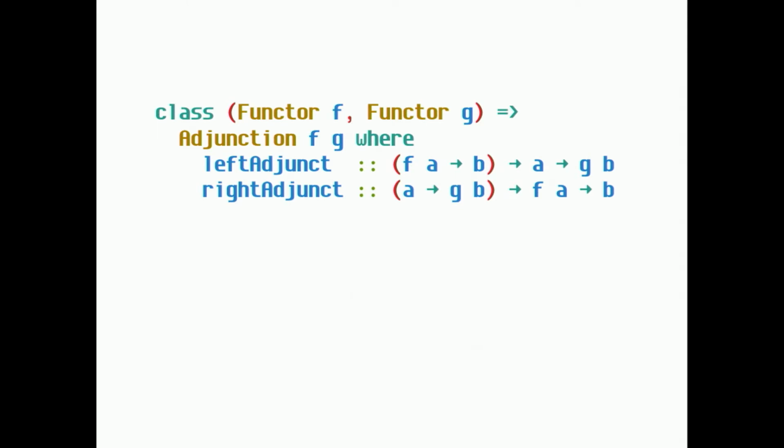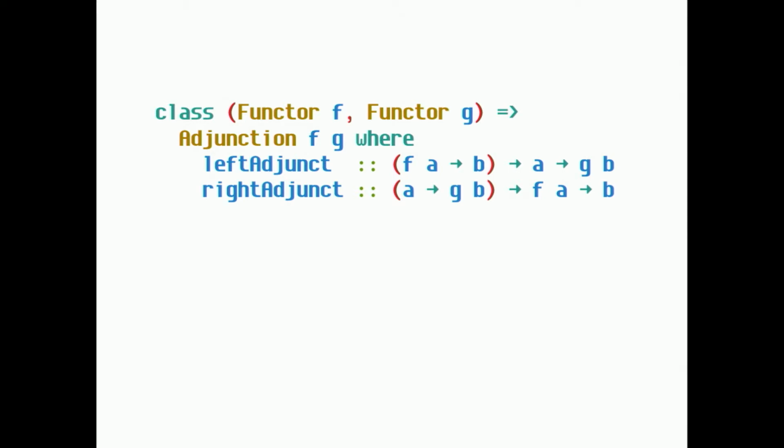And so we can talk about adjunctions in Haskell by just using a type class. So this is a bit of Haskell here. A type class is sort of like an implicit in Scala. So we have this class, Adjunction, that takes two functors, f and g. These are type constructors, f and g. And we say that there's an adjunction between f and g when we have a witness to this isomorphism on these types. That is, the left adjunct will take an f of a to b and turn it into an a to g of b, and the right adjunct will go the other way. So this is the one-to-one mapping. We just have one function that goes one way and another function that goes the other way.